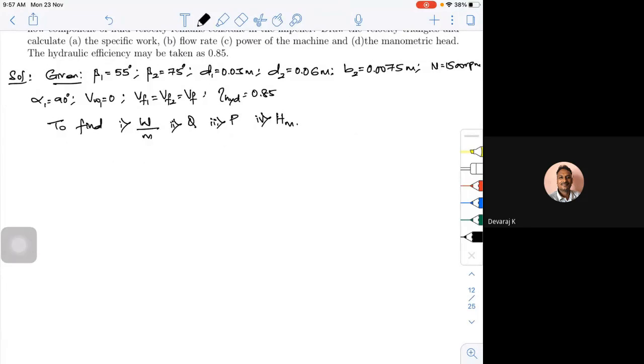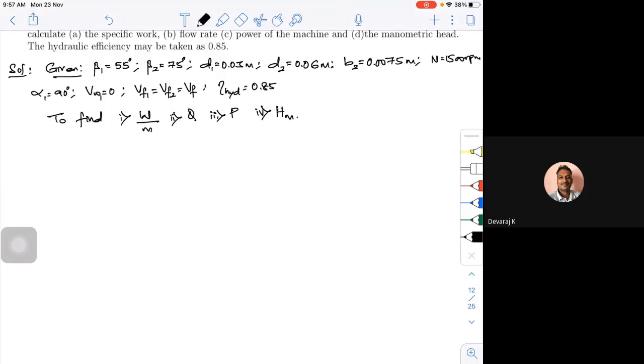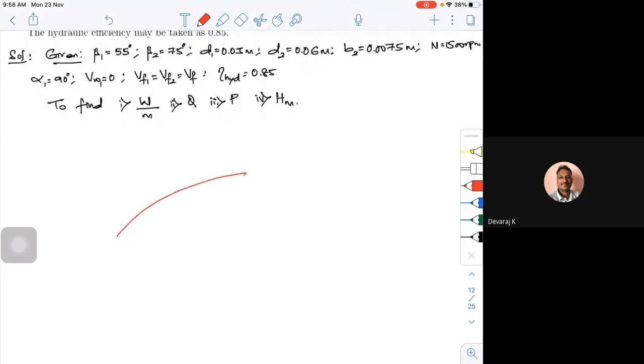Fine. So now I do have the outer diameter, something like this. This is my outer diameter and this is my inner diameter. I'll try to put the blade. Okay, the blade is something like this. Okay, and I'm going to draw the velocity triangle for this. So this is my inlet VR1. Okay, this is my VR1 as the fluid is entering radially.